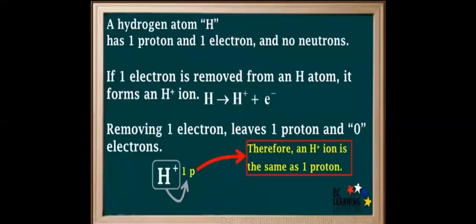For example, we have a hydrogen atom, and it has one proton and one electron and no neutrons. If the electron is removed from the hydrogen atom, it forms a hydrogen ion, H+. This H+ ion has only one proton, there is no electron, so it is called a proton. Hydrogen ion is also called proton.